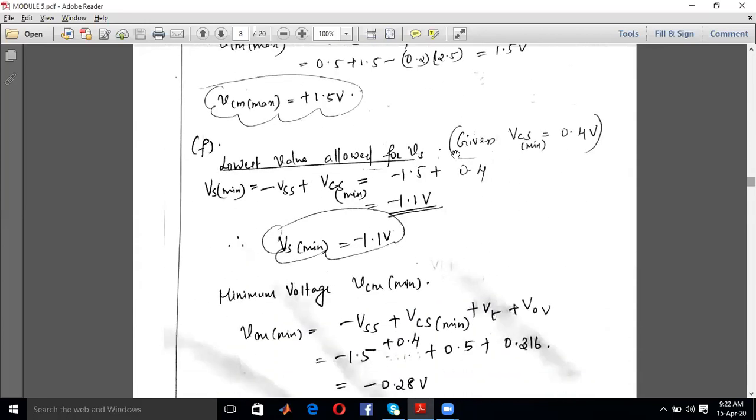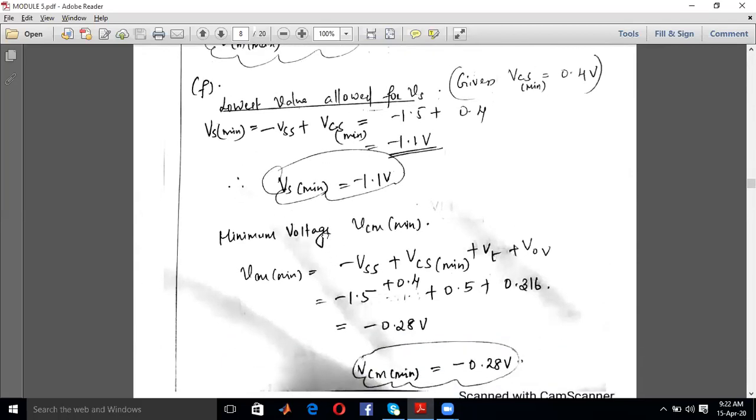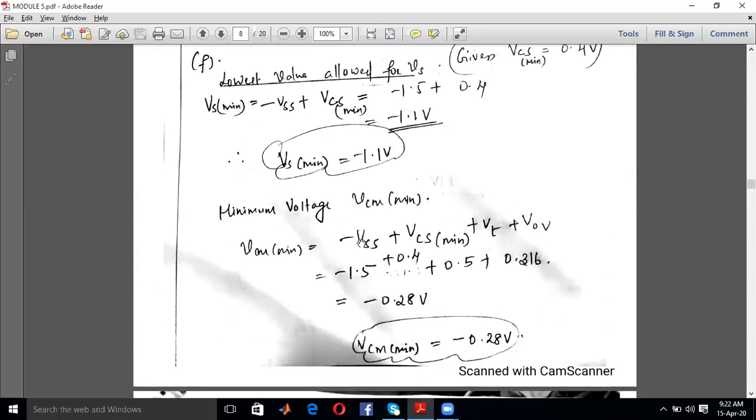So Vs min is minus VSS plus VCS min. It is given that VCS is 0.4, minus 1.5, which will be minus 1.1 volt. This is the minimum value of the source voltage. Now you can find the minimum value of the common mode voltage. So this is your equation. In that, instead of putting 0, you can put 0.4 because it is given, and all other parameters are directly given. VOV we have already found out from the first part of the question.